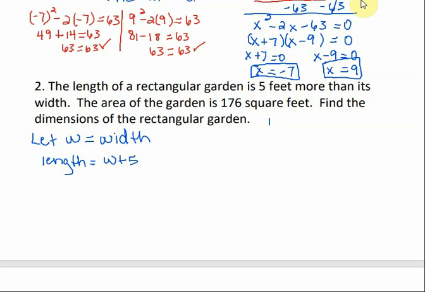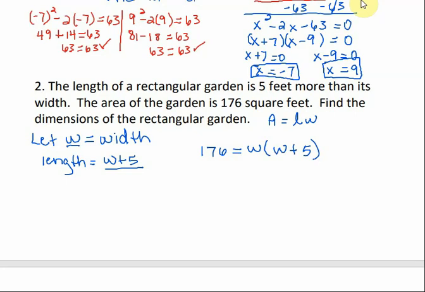So we know that we can find the area of a rectangle by multiplying the length times the width. Well, if this is my width and this is my length, to write this equation, my area, which is 176 square feet, is equal to my length times my width. I'm going to do it the other way around, width times length. So W times W plus 5. And that is how we can write this to find the area in terms of just one variable.